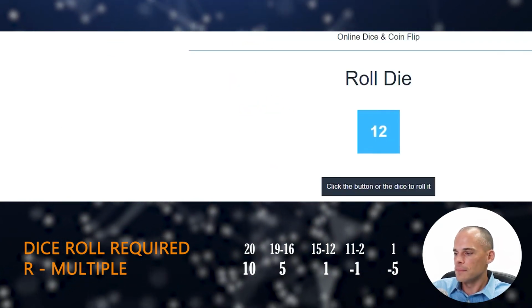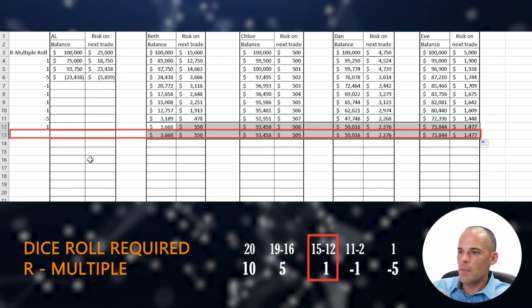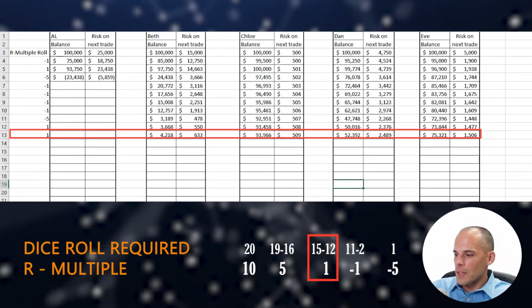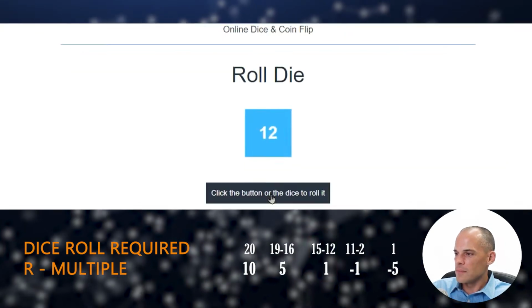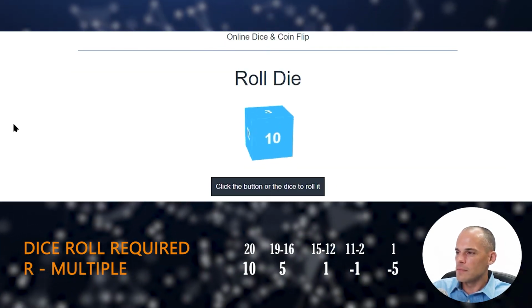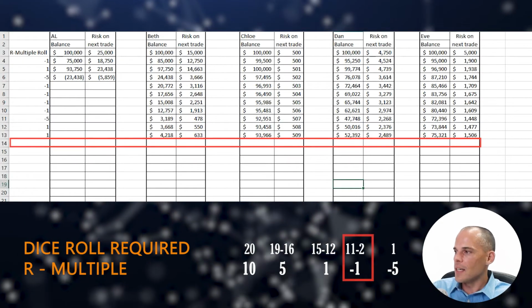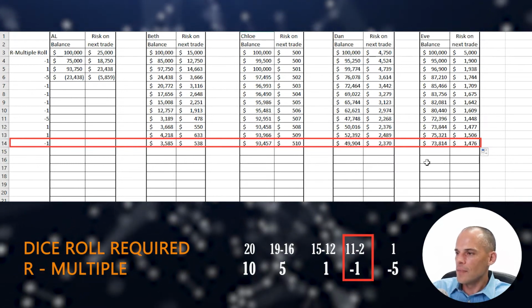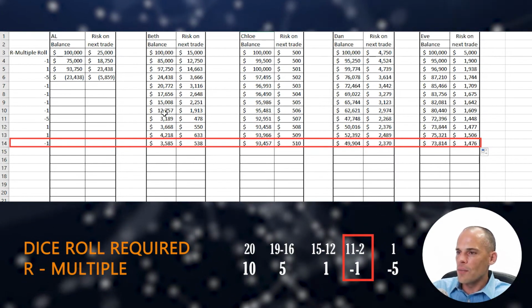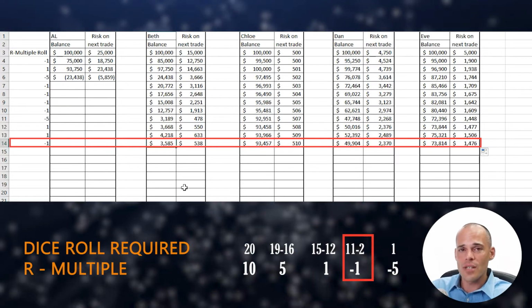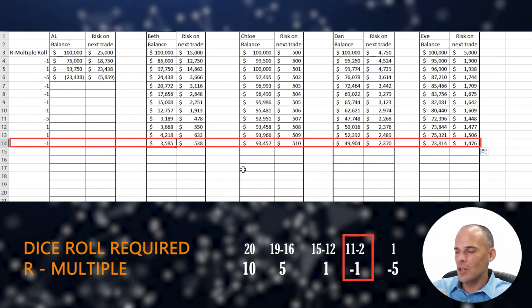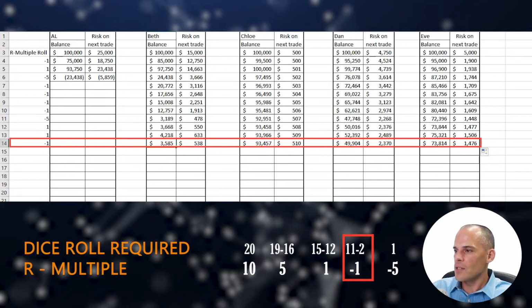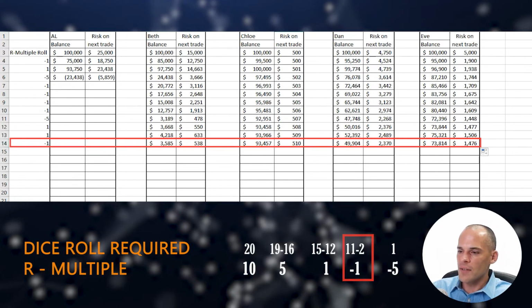12 again. That puts us at a +1. So that's 2 winners in a row. They're both 1Rs. Let's see how this plays out. Next roll. A 10. 10 is a -1. So this is our -1, brings it up here. And as of now, Beth has lost 96.5% of her portfolio. Chloe's lost 6,500. Dan has lost 50,000, and Eve has lost, in this case, looks like 27,000 or so.